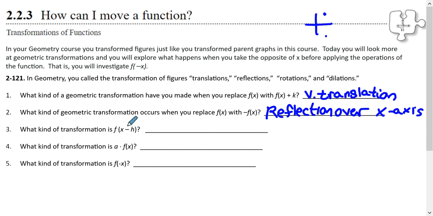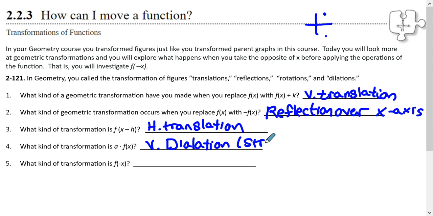Okay, now we have the x inside. This is f of x minus h. So now the transformation that's happening is it's affecting your x value. And since it's adding, that's going to be a translation as well, and it is a horizontal translation. This one is a, and it's times f of x. So I'm multiplying my y values. So that's going to be a vertical. And then what do you call it when we stretch or compress it? Do you remember? Dilation. And again, that's just the stretch or compression.